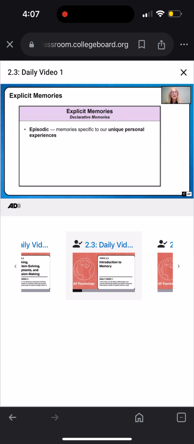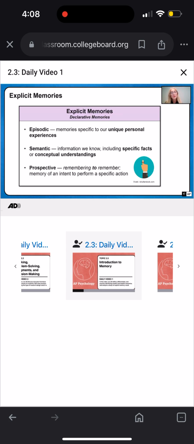If we look at explicit memories and we look at episodic, these memories are specific to our unique personal experiences. Each and every one of us has our own personal memories. Semantic memories are information we know and that we've learned. They could be facts about the world and our understandings about the way things work. And when it comes to prospective memories, that's really remembering to remember. It's the memory of an intent to perform a specific action.